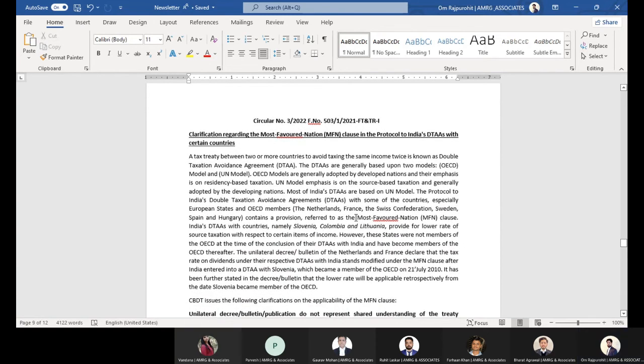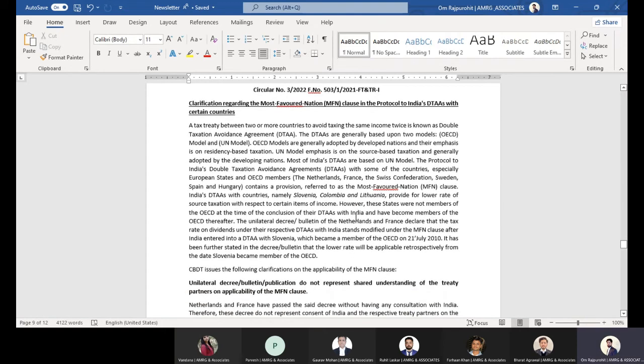This is a circular. Now the first part is completed. Now we are moving to the second part, which talks about important circulars and so on. This is one circular with respect to the most favored nation. So what is the most favored nation?